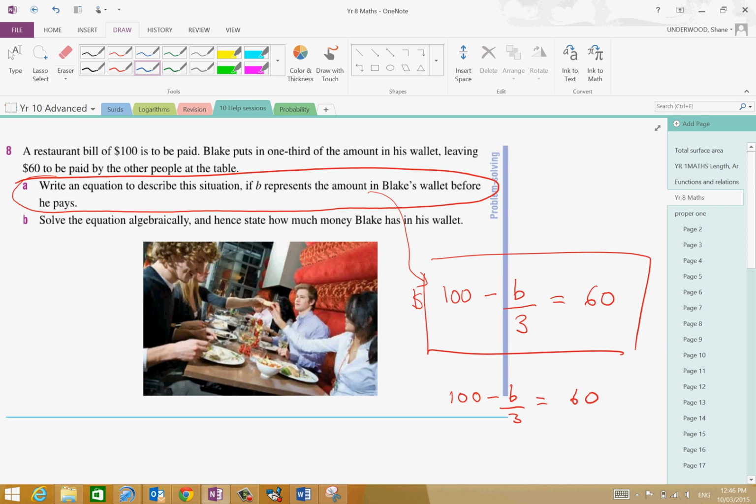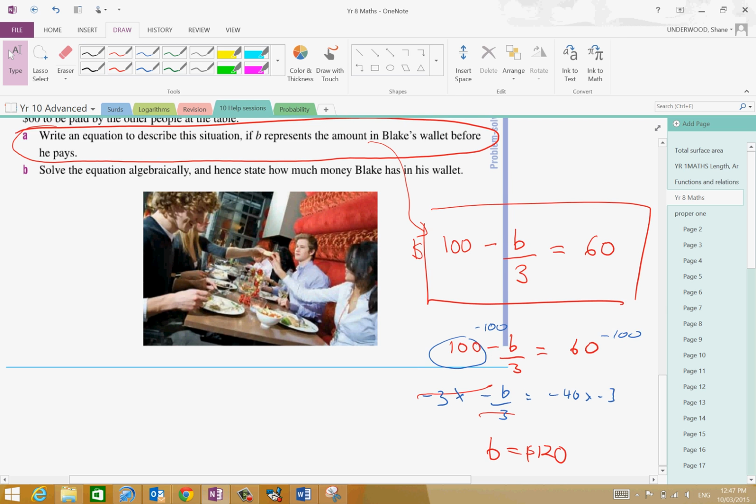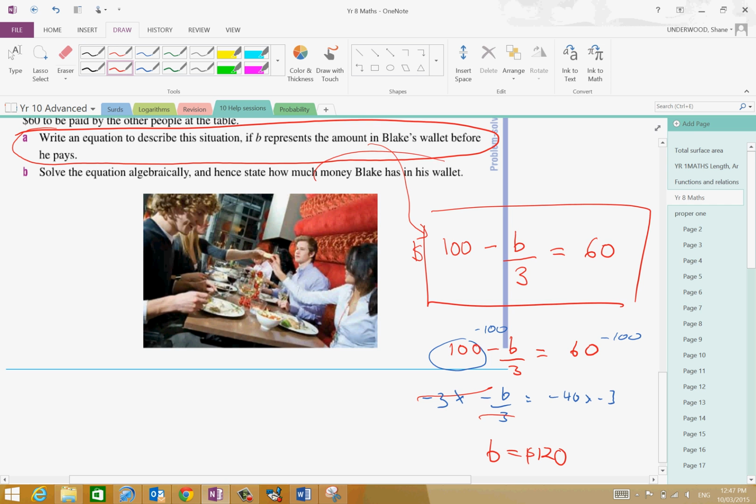What we need to do is I'm going to do this. I'm going to subtract 100 from both sides. So I've got minus B over 3 is equal to 60 minus 100 is negative 40. What am I going to do to both sides now? I'm going to times by what? Times by negative 3. What that's going to do is it's going to cancel this out, and therefore B is equal to $120.